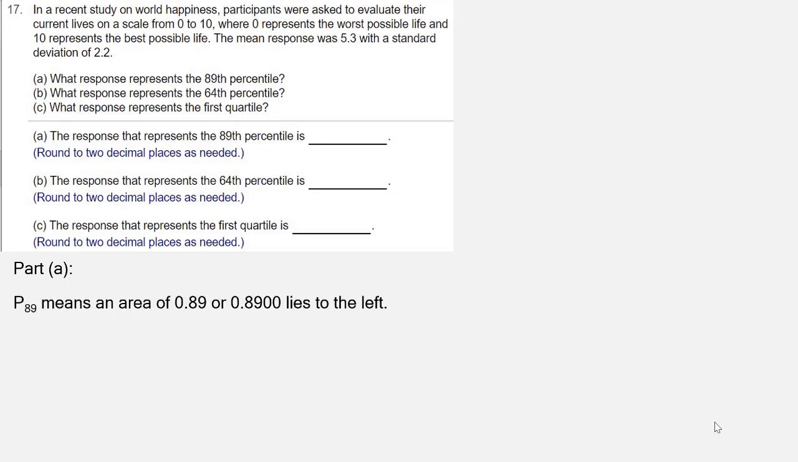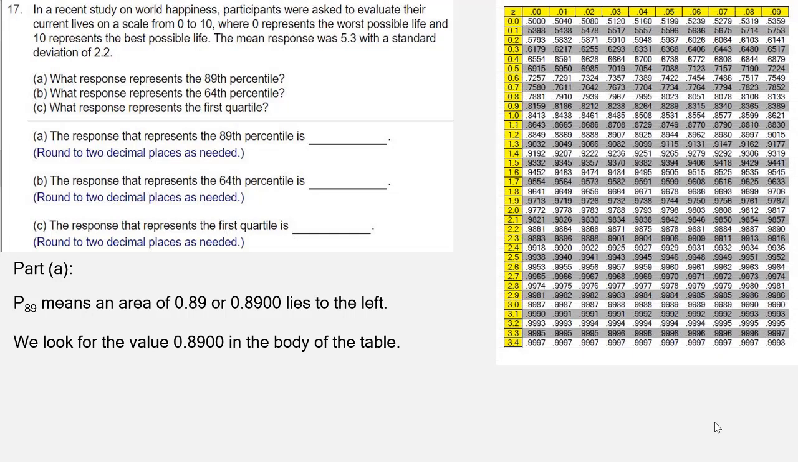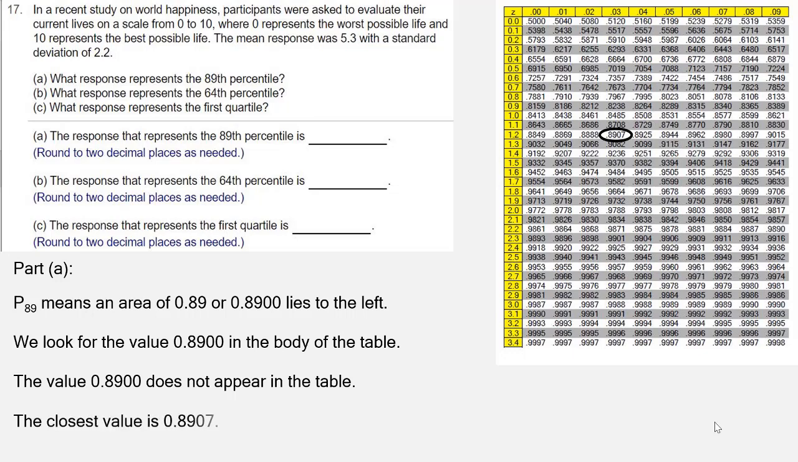In part A, we're looking for the 89th percentile. That means we're looking for an area of 0.89 to the left of our z-score. Since the table has 4 decimal place accuracy, we'll be looking for 0.8900. We're going to look for this on the positive side of the standard normal distribution table because 0.89 is greater than 0.5. 0.8900 does not appear in the table, so we are going to use the value that is closest to it, which is 0.8907. That corresponds to a z-score of 1.23.